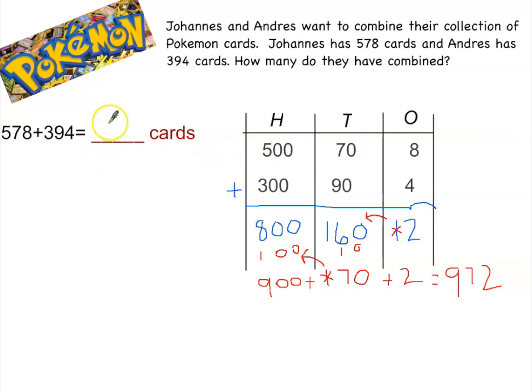And then we go to our final answer and we write in 972 cards, because when Johannes and Andres combine their cards, they have almost, oh, that's close to 1,000, guys. That's a lot of Pokemon cards.